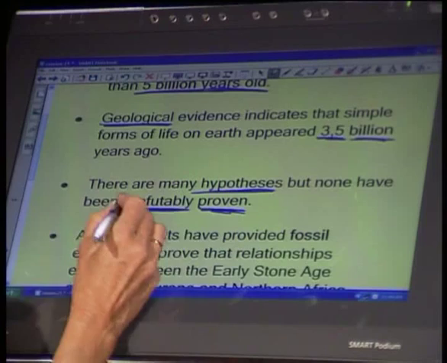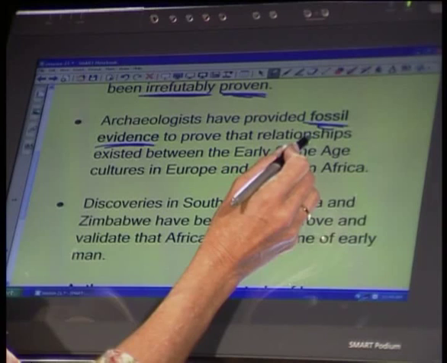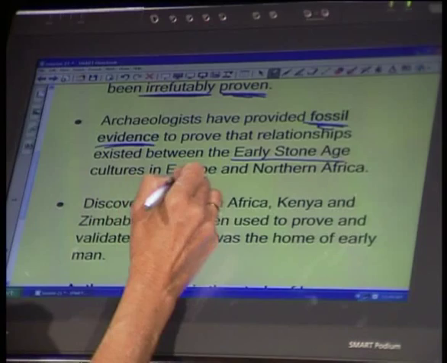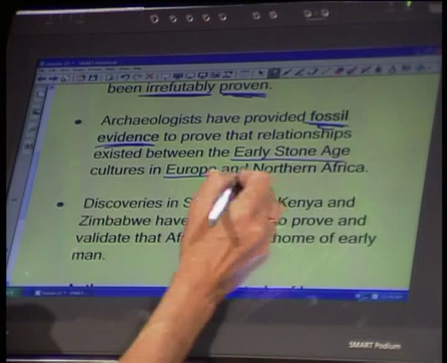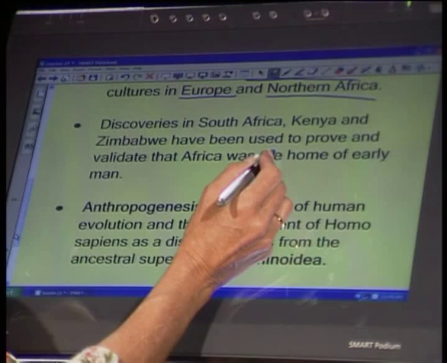Okay, your archaeologists have provided fossil evidence. So the archaeologists, those are the guys that dig things up, they've come up with fossil evidence. And they've said, okay, guys, to prove that relationships existed between the early Stone Age and the cultures in Europe and Northern Africa. So they've come up with their fossil evidence.